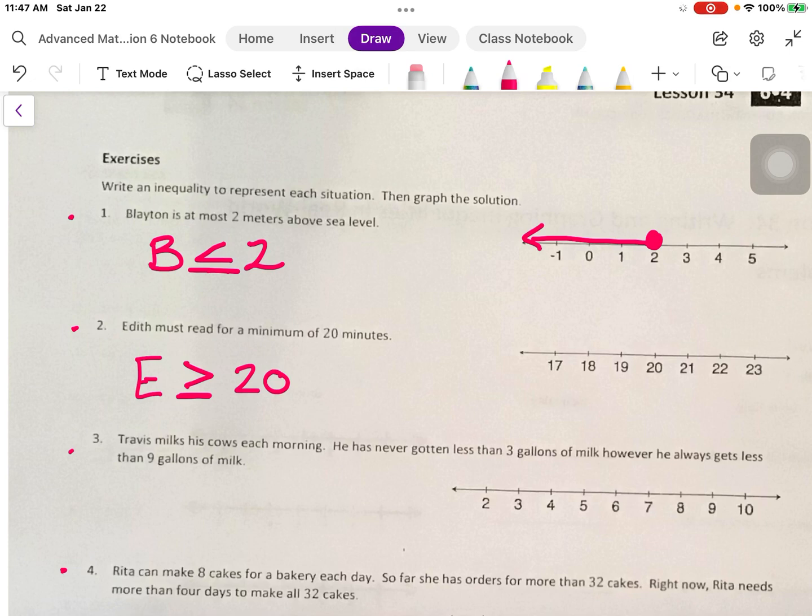And I come over to my graph and I find 20. And I'm going to fill in the circle. And it's greater than, so it's going to go to the right.